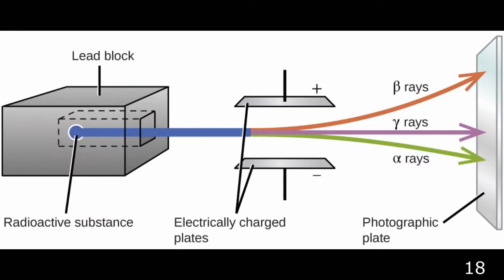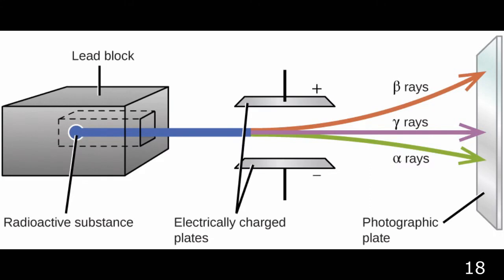The negative beta beam, shown in red here, turned out to actually be electrons, the same electrons that J.J. Thomson discovered. The alpha beam, shown in green here, the positive beam, actually turned out to be made of particles that were almost 8,000 times heavier than the electron. This was calculated by measuring the amount of deflection of the alpha beam compared to the beta beam. The alpha beam deflected very little compared to the electron beam.